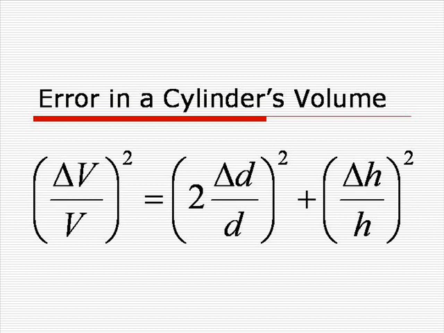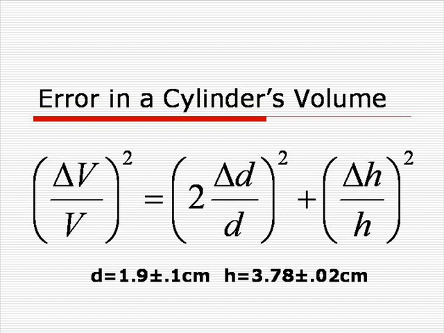Let's try an example. Follow along with the calculation and feel free to pause the video if you need time to work. If I have a cylinder with diameter d equals 1.9 plus or minus 0.1 centimeters and a height h equals 3.78 plus or minus 0.02 centimeters, what is the total error in volume of the cylinder?